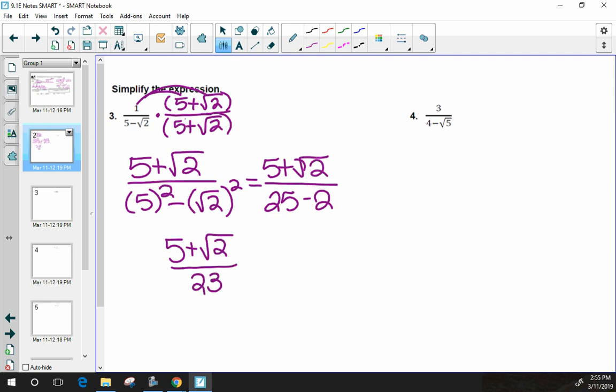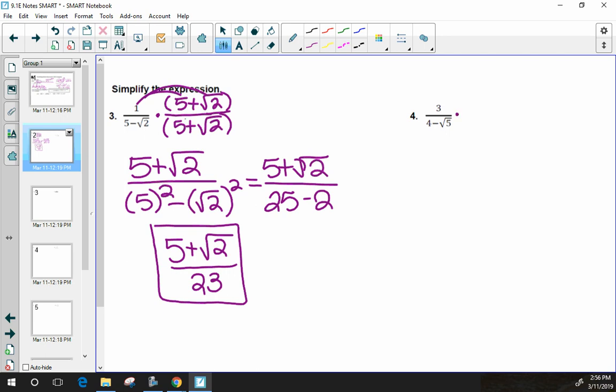And I check to make sure there's nothing in common. We're good. That's our answer. That's using conjugates to rationalize the denominator. And you're really using a conjugate to create a difference of squares, where I can guarantee myself just perfect squares and nothing else. Let's try number 4.